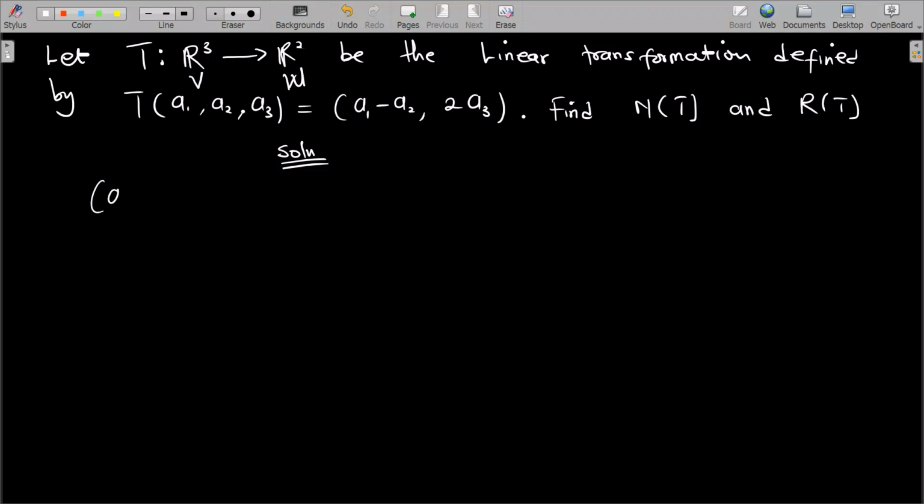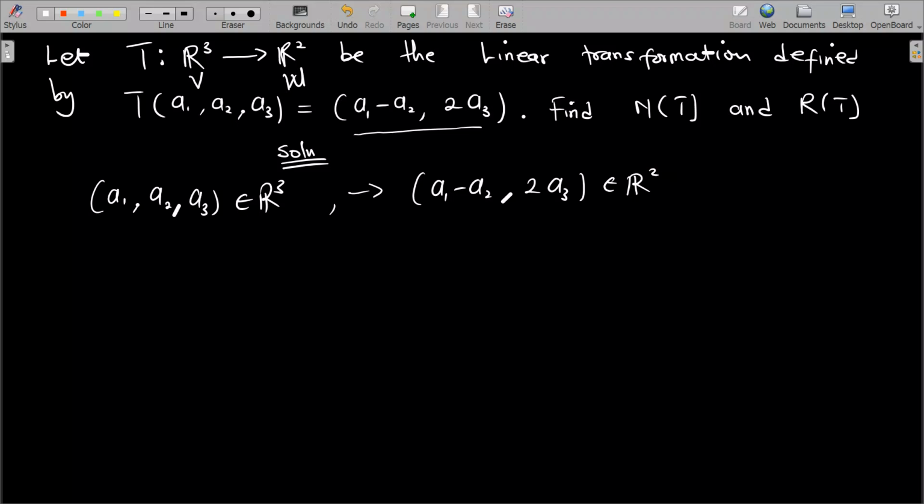Remember, any R3 vector is defined by 3 entries. So we have (a1, a2, a3), picked in R3, and it transforms it and gives us an output: (a1 minus a2, 2 times a3), which is a two-dimensional vector. So it takes a vector in R3, performs these operations on it, and gives us a vector in R2. Our job here is to find the null space and the range of T.